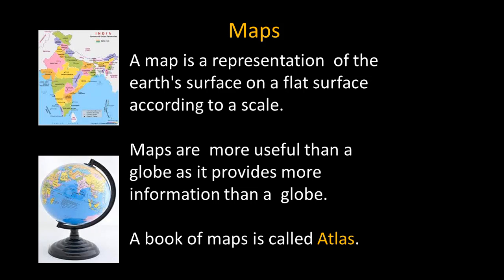In such a situation, we need a map. A map is a representation of Earth's surface on a flat surface according to a scale. Maps are also more useful than a globe because they provide more information than a globe. The collection of maps in the form of a book is known as an atlas. In an atlas, we collect different types of maps. It has maps of different scales, sizes and measurements.